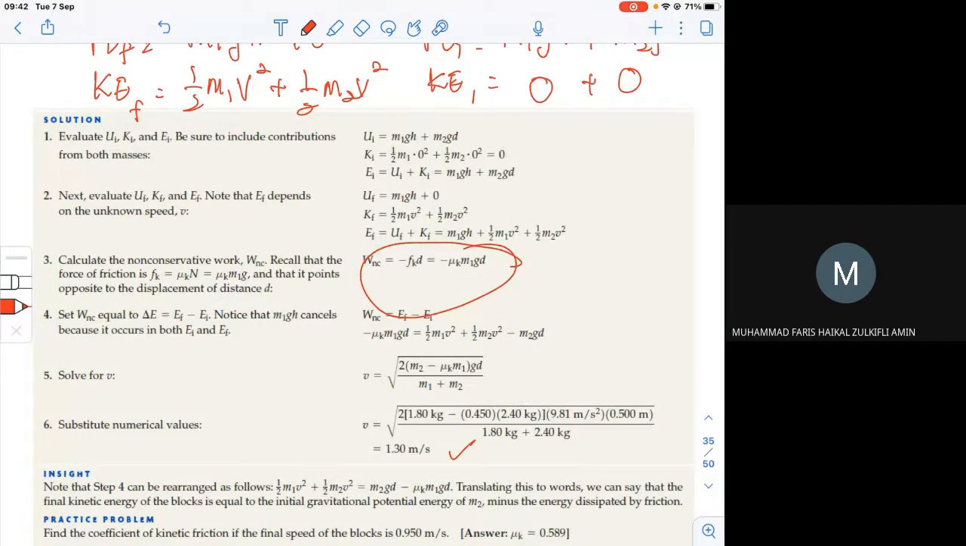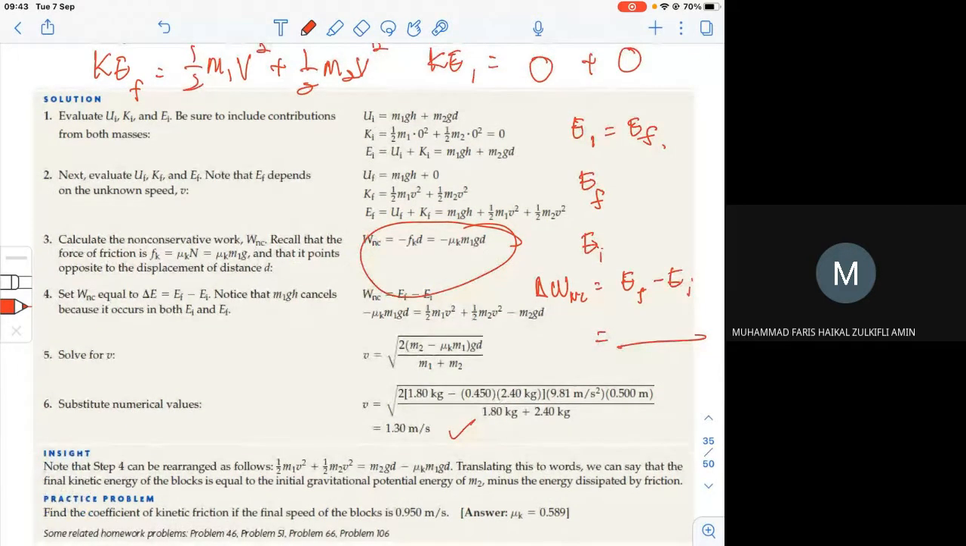If we do a conservative force, then we can simply say a total mechanical energy, which is EI equals to EF. But when we do a non-conservative force, we need to calculate separately. What is EF? What is EI? And the non-conservative work is EF minus EI. Dan daripada situlah nanti kita boleh dapatkan value dia lagi. Okay, so calculate the non-conservative work. Recall that the force friction Fk equals to mu Kn, and it points opposite to the displacement.